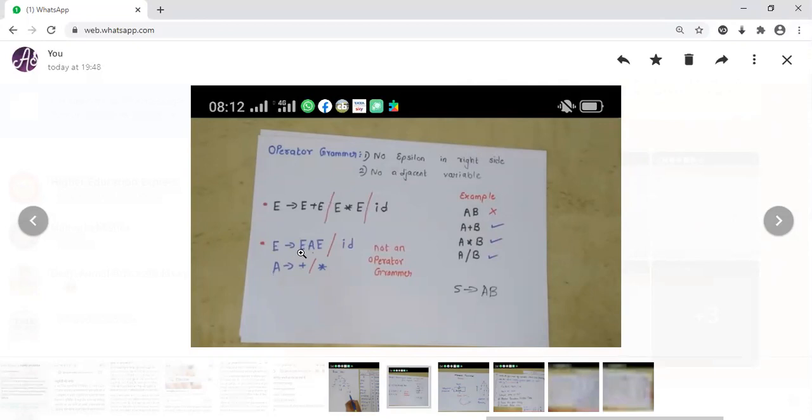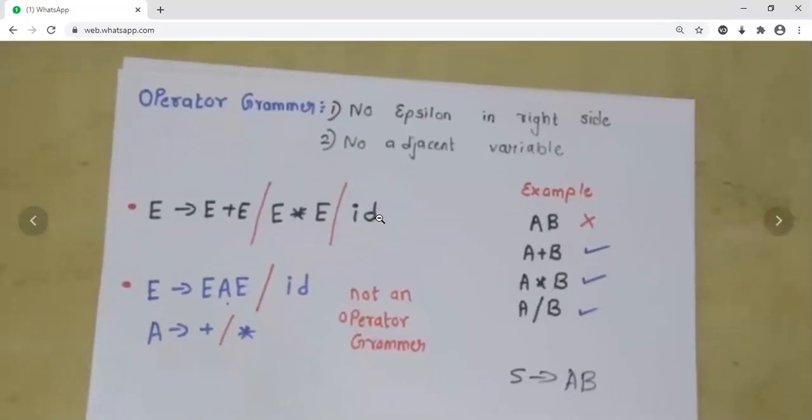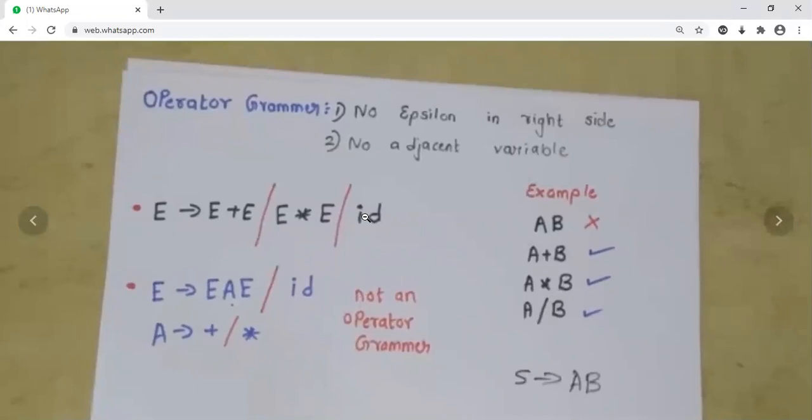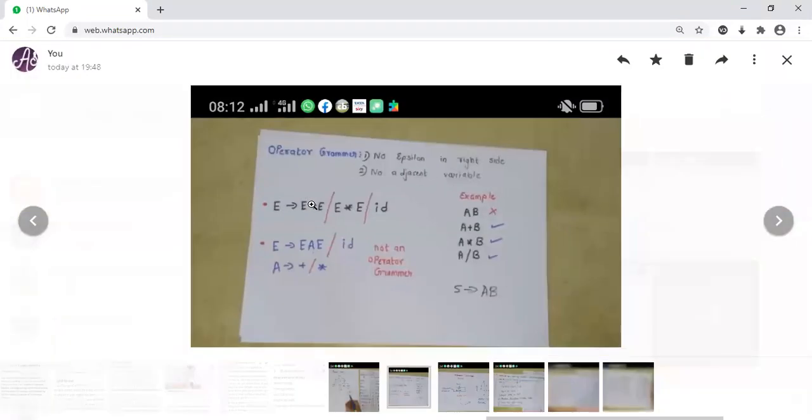So when we consider these examples, E derives E plus E and E asterisk E, id, for this production rule E derives EAE, where A has plus and asterisk. So we simply put plus and star over here, and E derives id. This is the way we use this concept, and finally we convert it into the form of operator grammar. It is very easy to understand.